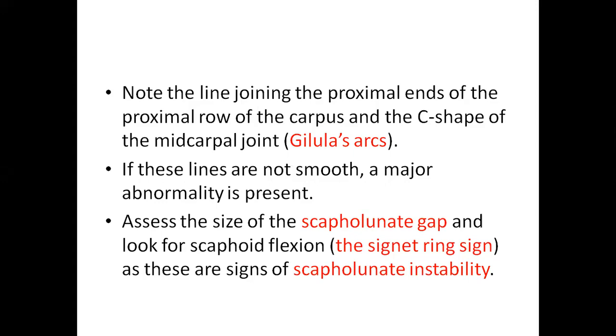If that is present on both the PA and the AP view of the wrist, this indicates that there is a gap between the scaphoid and lunate and the diagnosis is scapulolunate instability. It refers to the dense or circular cortex of the scaphoid tubercle, which is made more prominent as the scaphoid assumes a fixed position. That fixed position means the specific view when the scaphoid is in flexion, and that gives the signet ring sign.